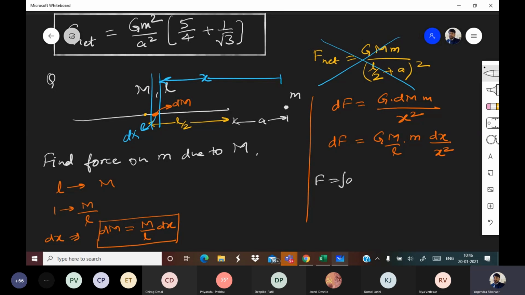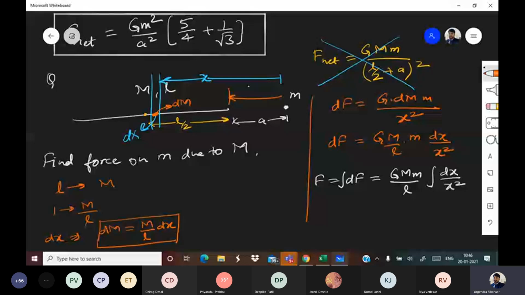So F will be the integration of dF, which is equal to G capital M small m upon L times the integration of dx upon x square. Now pay attention to how to calculate the limits. The first element which you get is at x is equal to a, and the last element which you get is at x is equal to a plus L. Before x is equal to a, there is no rod, and after x is equal to a plus L, there is no rod.